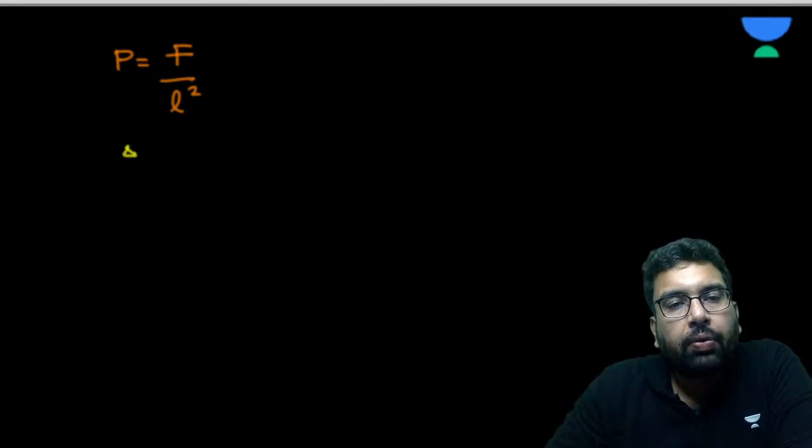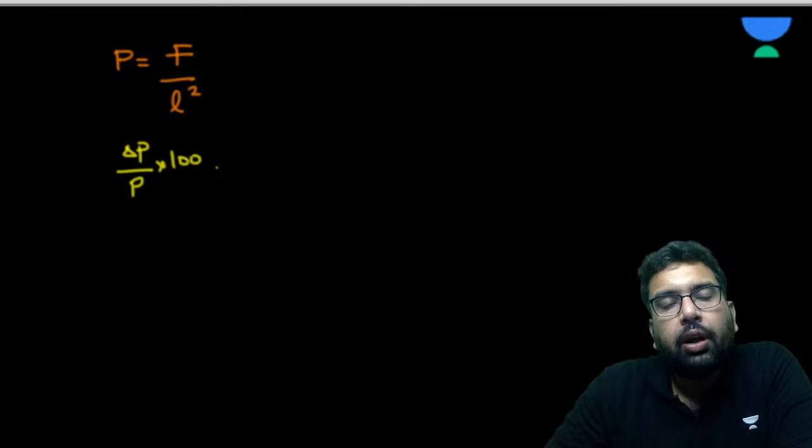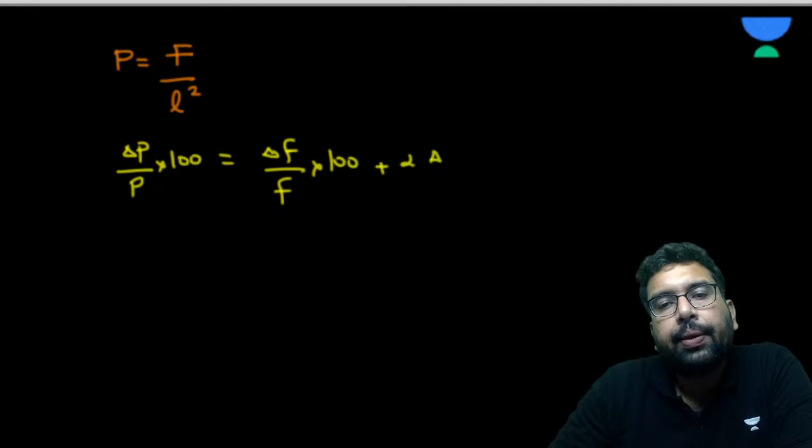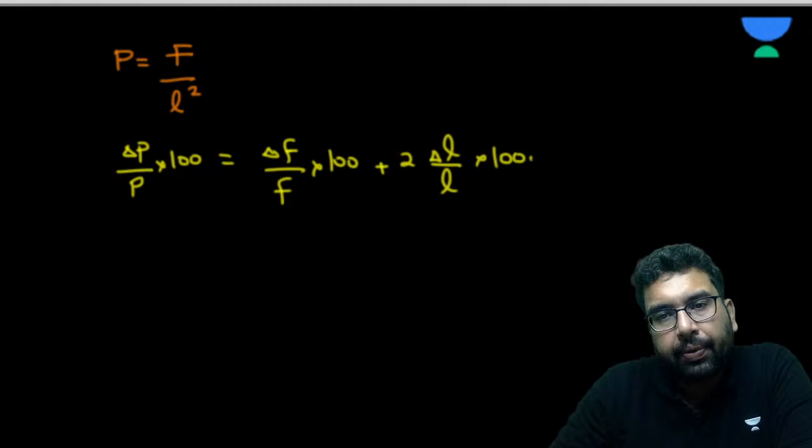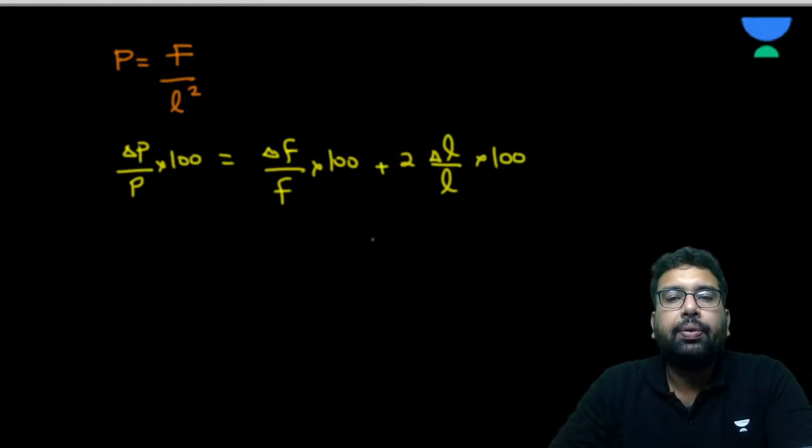So see what we do. We can write del P by P into 100 is equal to del F by F into 100 plus 2 times del L by L into 100. This is how you can deal with it. See, it is in the numerator and denominator in a division, so this way we move ahead.